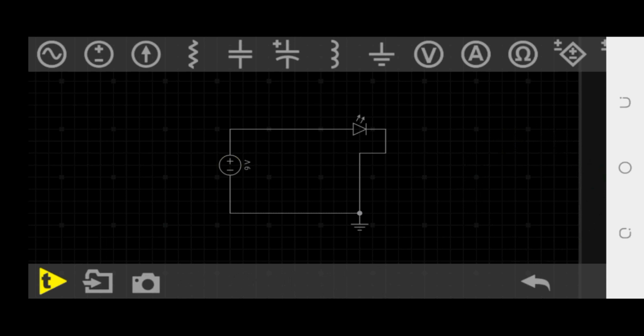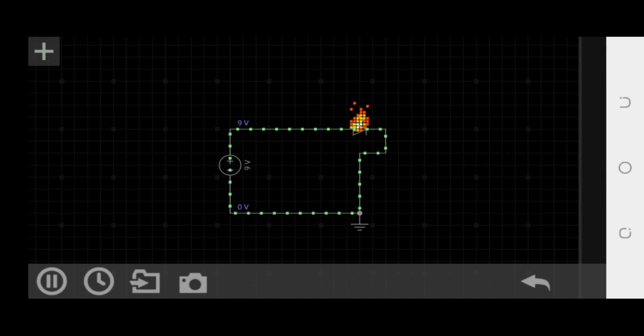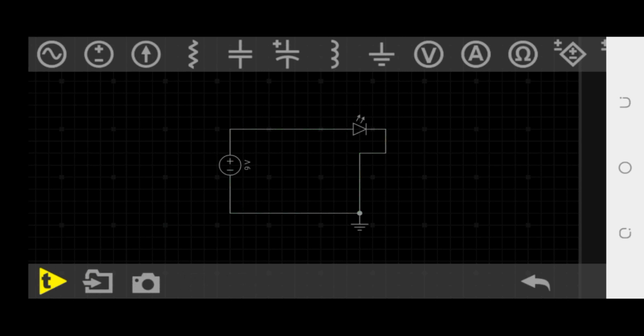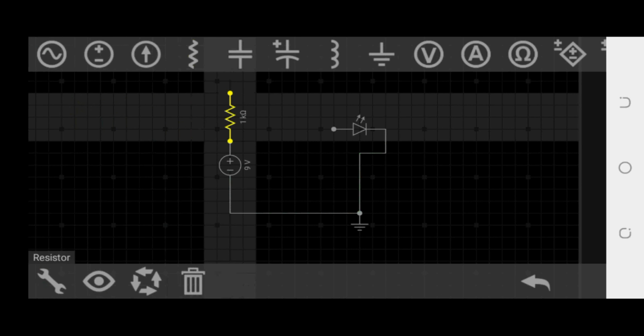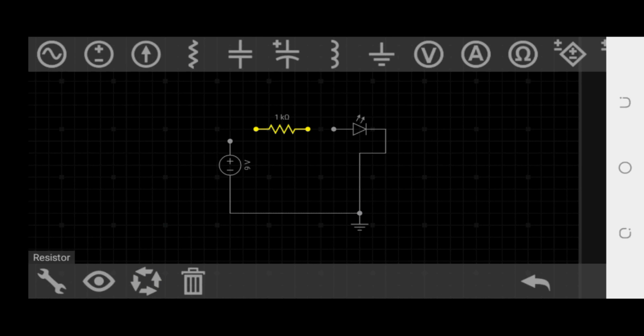Okay, by the time I click on simulate, now you can see what happens. 9 volts is too much for the LED to handle. So now let me stop this. In between, now connect a resistor and see what happens. So I have a 1 kilo ohm resistor connected to the LED. Now we go on simulate.